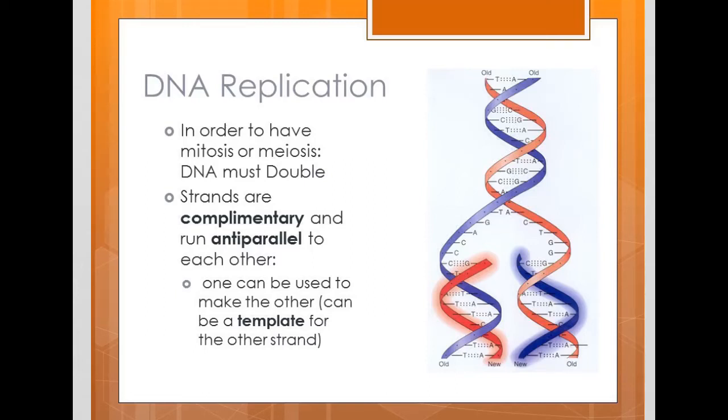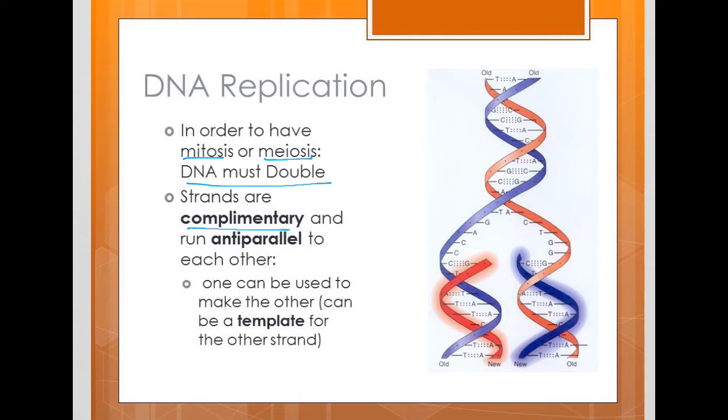This is an intro to DNA replication. In order to have mitosis or meiosis, which are our two types of cell division, DNA must double itself. We want an entire copy of our whole genome in every single cell that we have. So when we want to divide our cells to get more cells, we also need to divide our DNA so that all new cells can have a whole copy.